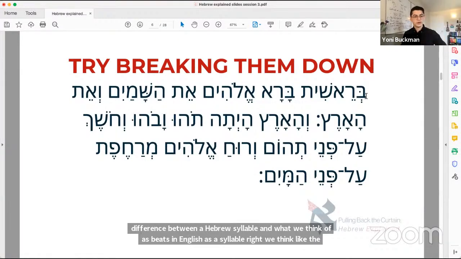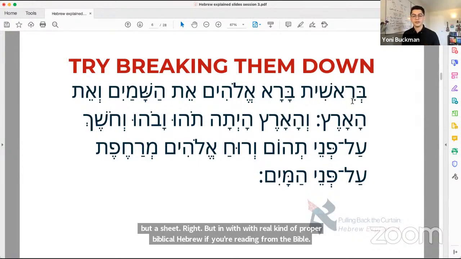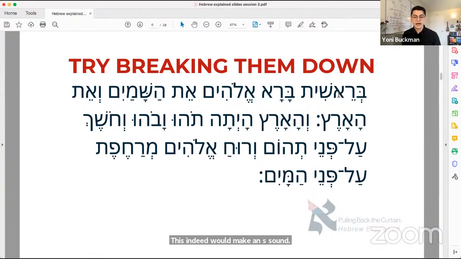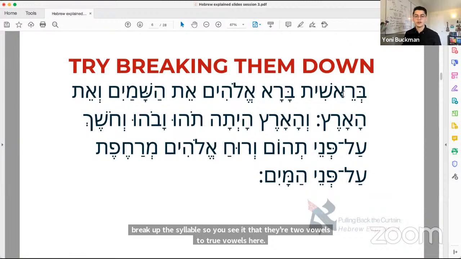But with real, proper biblical Hebrew, if you're reading from the Bible, this indeed would make an e sound, bereshit, but because it's not a true vowel, the shva never counts to break up the syllable. So you see that there are 2 true vowels here. This aleph, by the way, is one of the ahoy letters, right? Remember the ahoy letters, aleph, hey, vav, yud. If there is no vowel under that letter, it is functioning as a vowel when you break up syllables. Okay, so that's a good thing to be aware of. So this aleph is attached to the vowel of the tsere under the resh.